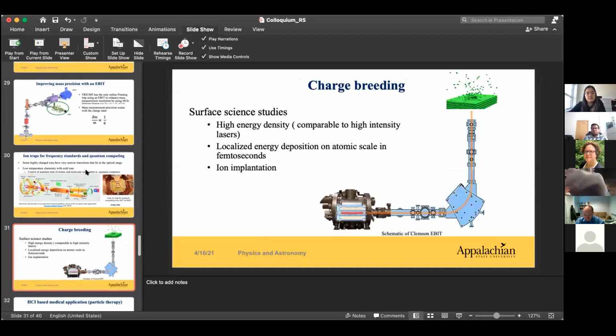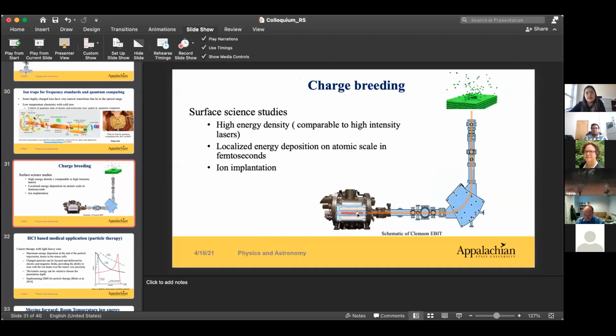So a few other things, just quickly to point out. As I mentioned, we can do atomic spectroscopy. You can measure the masses inside the trap. But what we can also do is extract these ions for different kinds of studies. One such study that we do at the Clemson electron beam ion trap is that you take these energetic ions and interact them with different kinds of surfaces of different materials, even at the nanoscale. And by using this technology, you can do implantation, you can do nanolithography, and all cool surface science studies.